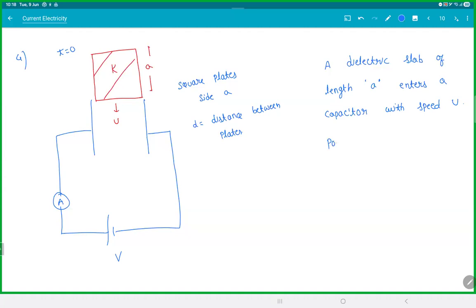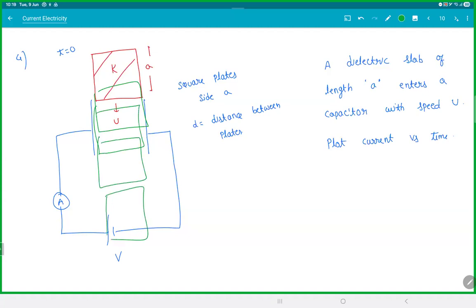Plot current versus time graph. So current in the ammeter versus time. Meaning, just to give an idea, after some time the slab will go like this. After some time the slab will completely enter, and then the slab will start coming out, and the slab will completely leave. So the slab doesn't care. Slab is just going straight inside at constant speed U. Plot current versus time graph.